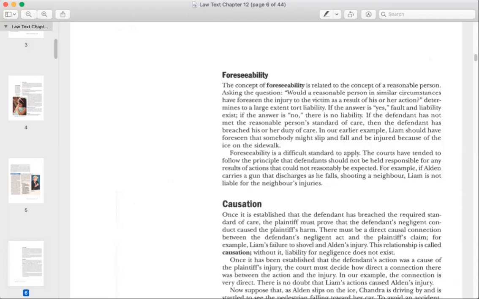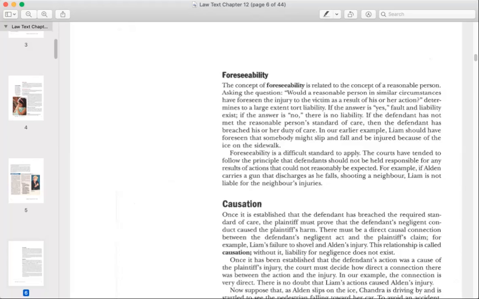For example, if Alden carries a gun that discharges as he falls, shooting a neighbor, Liam is not liable for the neighbor's injuries. And there's a lot going on there, but we're not going to talk about it today, we'll talk about it tomorrow, what they call contributory negligence, which is kind of the idea of, yeah, you were injured and somebody's at fault, but you're also partially at fault for your own injuries.